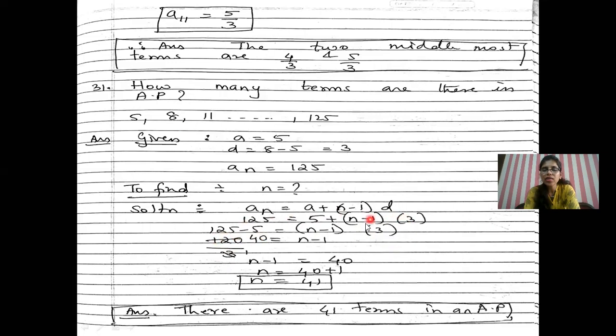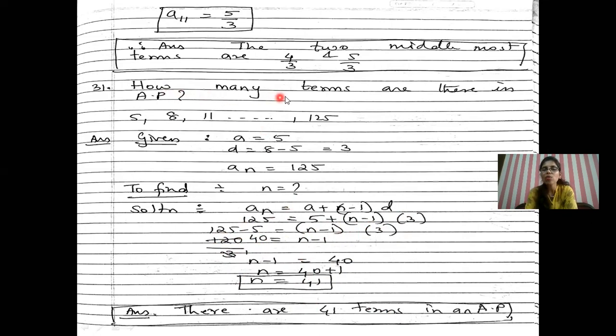Now this 3, it's multiplication because the bracket is there. So when you move it over here, it becomes division. So 120 upon 3, you get the value as 40. Now n minus 1 is equal to 40. So when you take minus 1 to the other side, it becomes 40 plus 1, that is 41. So how many terms are there in AP? 41 terms.